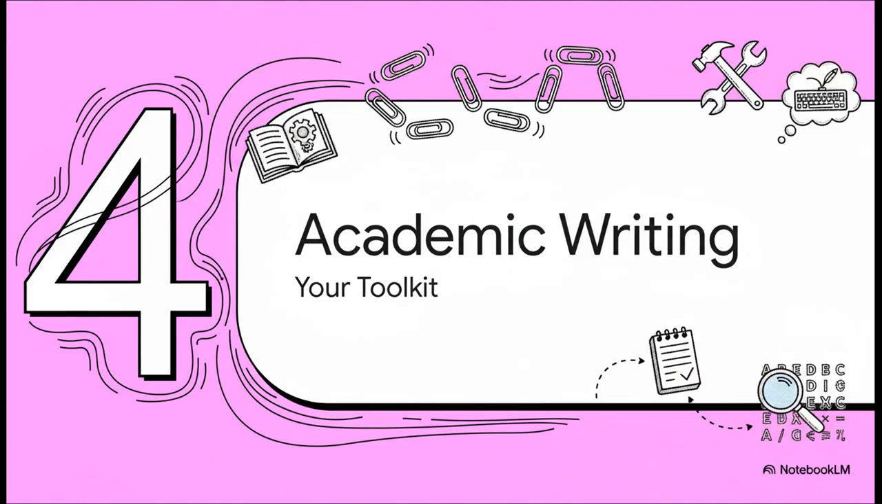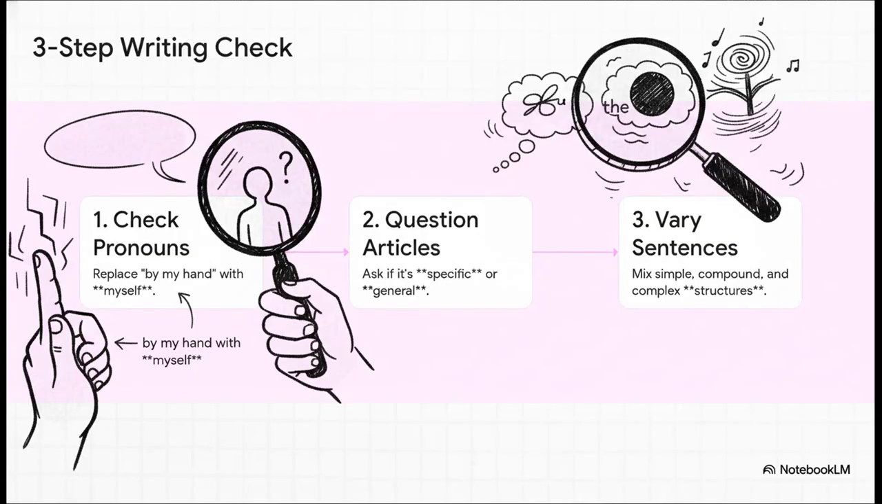So wow, we've covered a lot of ground, right? From tiny little words all the way up to full sentence structures. So let's pull all of this together into a practical toolkit that you can use every single time you sit down to write or edit your work. Here it is, your 3-step writing check. It's that simple. First, check your pronouns. Scan for those phrases like "by my hand" and swap them for the correct mirror word, like "myself." Second, question your articles. Every time you see a noun, ask yourself, is this specific or general? That one question will guide you.